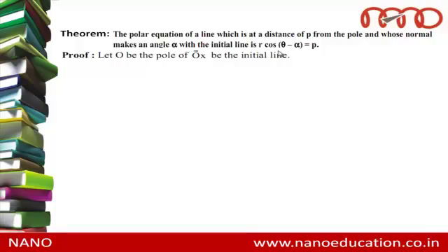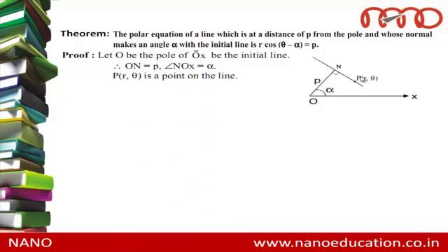Let us see the proof. Let O be the pole and OX be the initial line. This is the line which we are talking of. From the pole you are dropping a perpendicular onto the line, and the length ON is p, and the angle the normal is making with the initial line is alpha. ON is p, angle NOX is alpha.